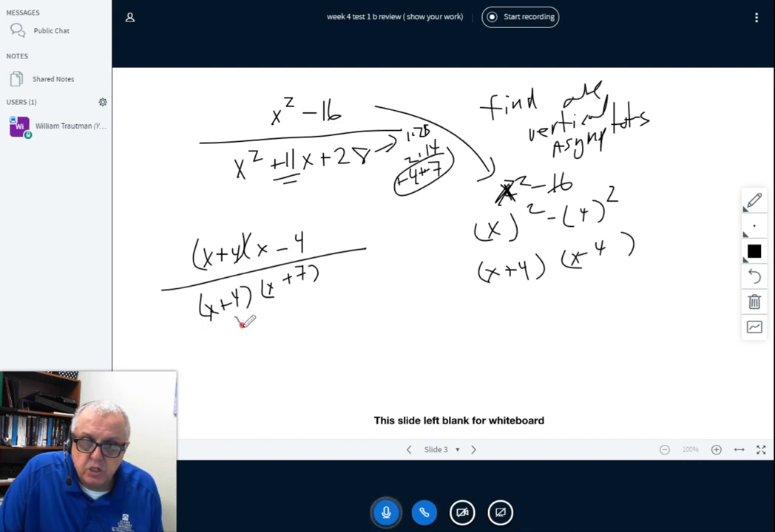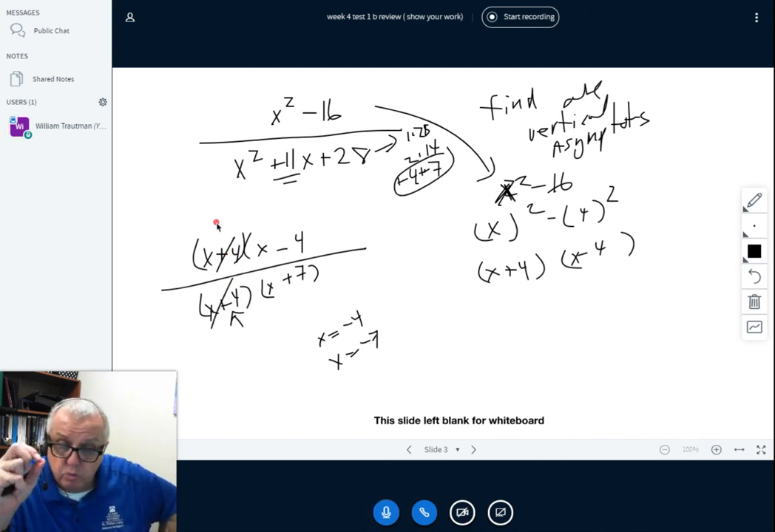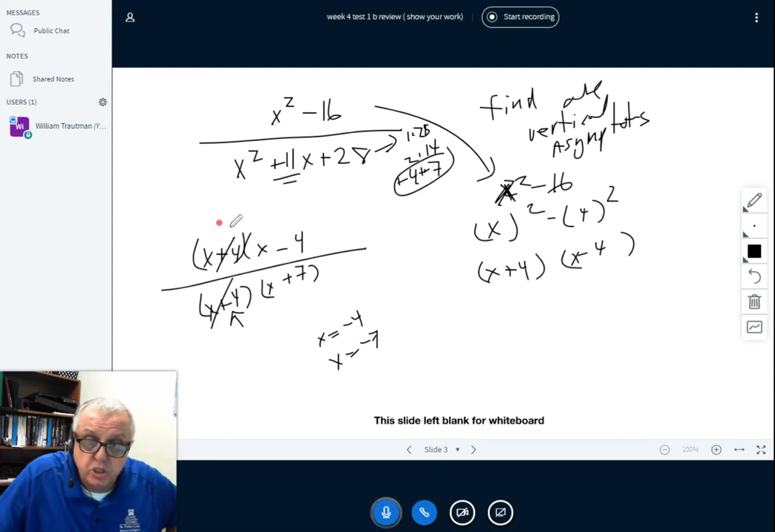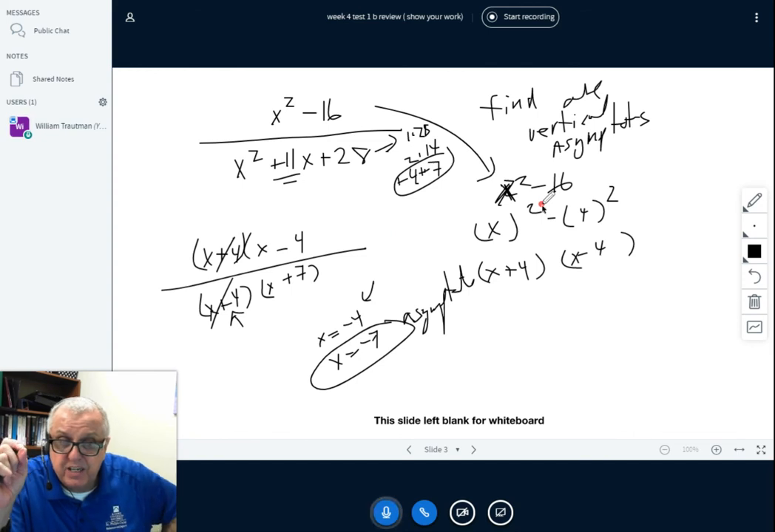Well, if you look here, a negative 4 makes this undefined, and a negative 7, right? x plus 4 equals 0, x plus 7 equals 0, makes the bottom of that fraction undefined. However, since the x plus 4 cancels out with the top, it's not an asymptote. It's only a hole. So we only have one asymptote. This one is not an asymptote. It still makes the bottom undefined, but it's a hole.